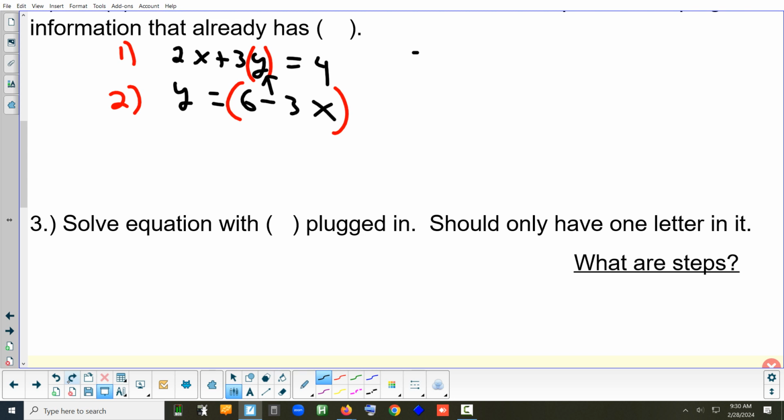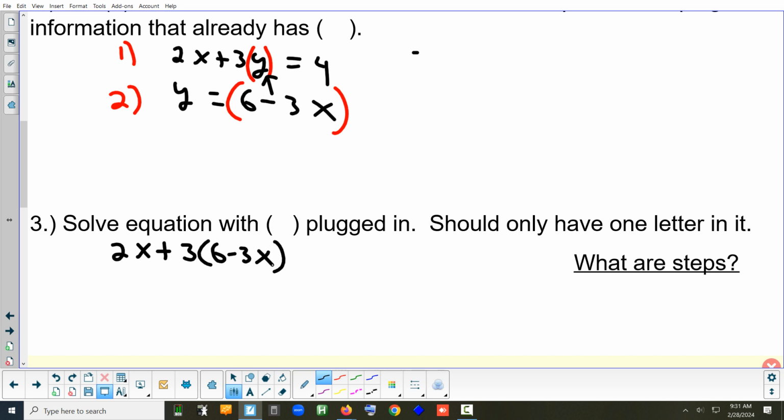All right, so now I'll copy it down. The 2, the x, plus, and the 3, you guys just said stays the same. But the y doesn't stay the same. What are we going to fill in from the y that we got in the bottom equation? Oh, 6 minus 3x. We're going to fill in 6 minus 3x.